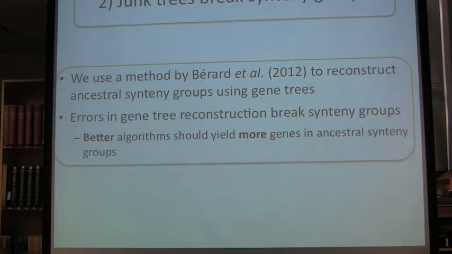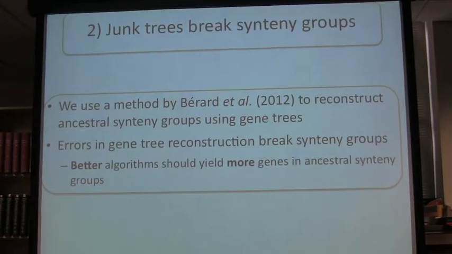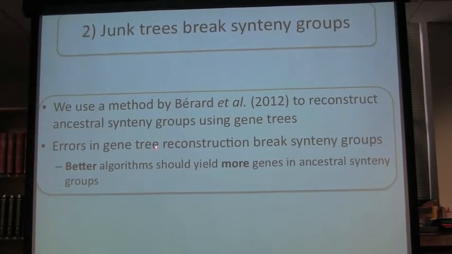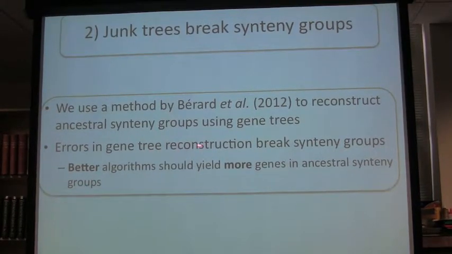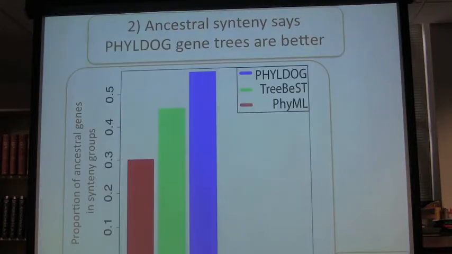So the second measure we used was to reconstruct ancestral chromosomes, using this idea that if you make a mistake in the gene tree reconstruction, you're going to break synteny groups, which means that you're going to break basically chromosomes. And so what we should have is that better algorithms should yield more genes in ancestral chromosomes, ancestral synteny groups. So when we look at that, we obtain this graph.